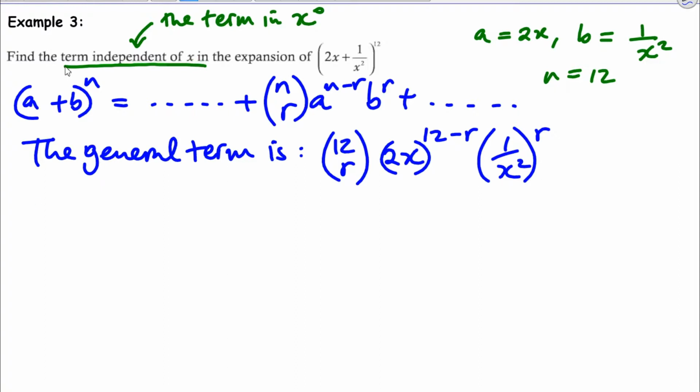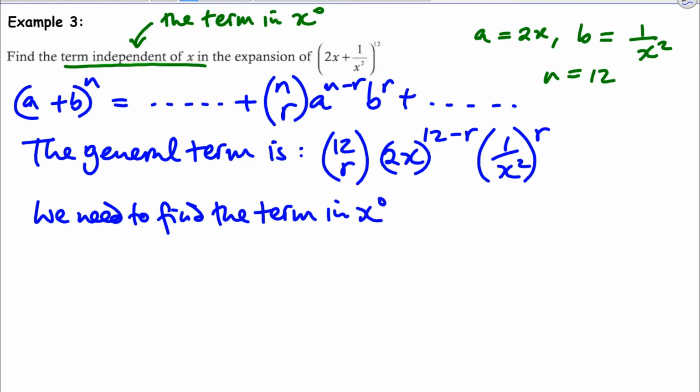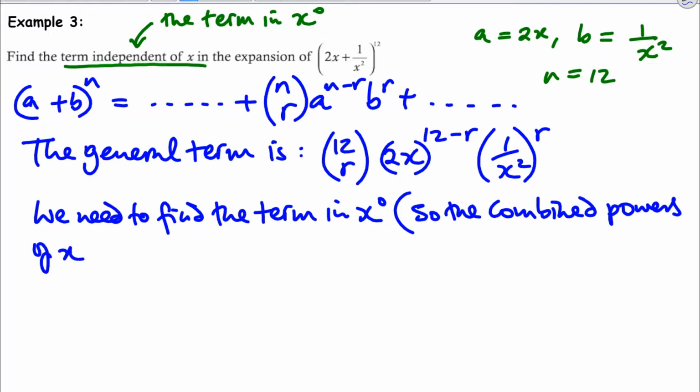Okay? We need to find the term in x to power 0. What does that mean? It means that the combined powers of x will be 0. So in that case, we just need to combine all the powers of x, equate to 0 and solve for r.